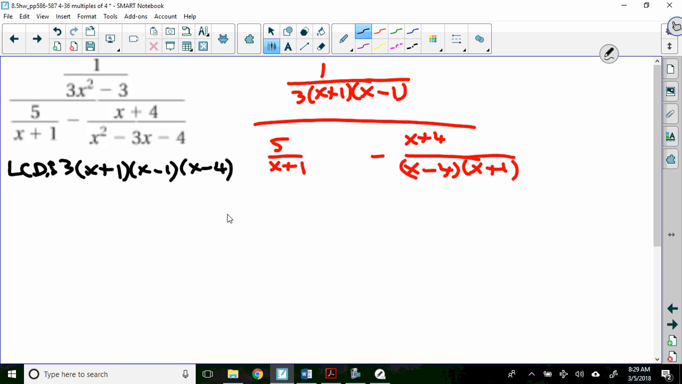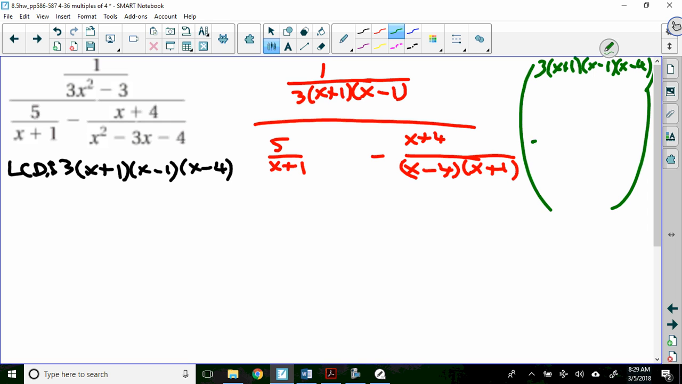So we're going to have to multiply both the numerator and the denominator by that over itself. So we're going to multiply by 3 times x plus 1 times x minus 1 times x minus 4 all over 3 times x plus 1 times x minus 1 times x minus 4. Whoop. I said x minus 1 and wrote x minus 4.